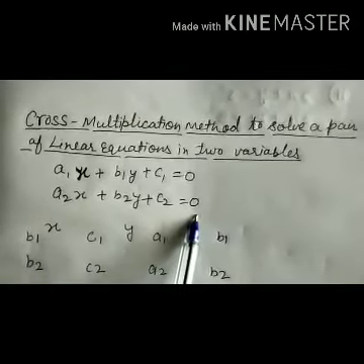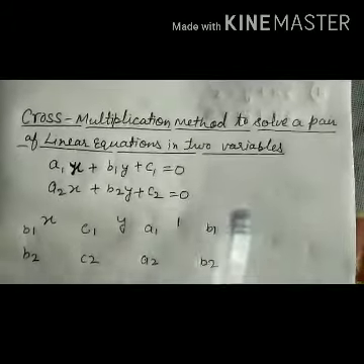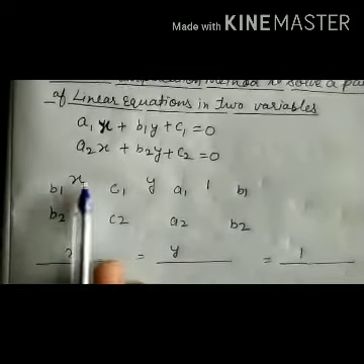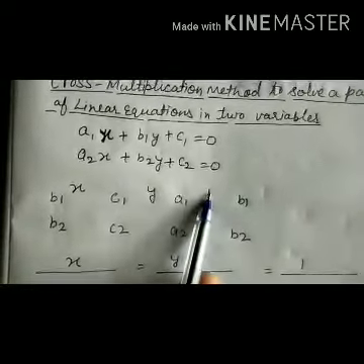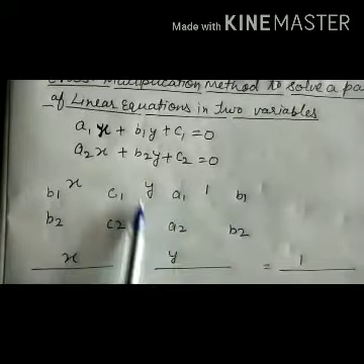Now we need to find the solution of these equations by the cross multiplication method. To find the solutions, we will write x, y and 1 like that. X, y and 1 only. Now just remove the x part.